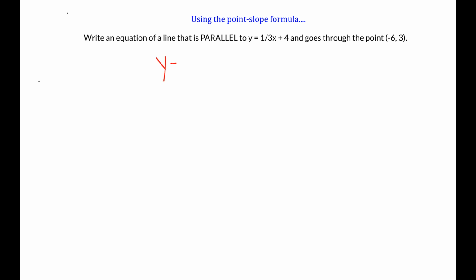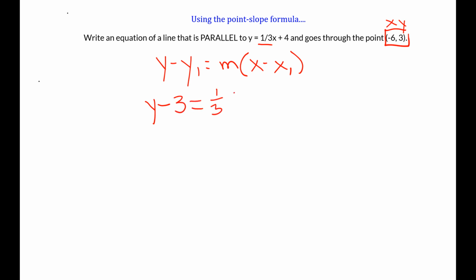This is going to be using our y minus y sub 1 equals m times x minus x sub 1. We're really going to do the same thing, plugging in the information that we know. We know we have our point x, y, and we also know our parallel slope. So y minus my y coordinate, which is 3, equals my parallel slope 1/3, times x minus my x coordinate, which is -6. So it'd be minus a -6, so plus 6. You've got to be careful with those negatives when you put them in.